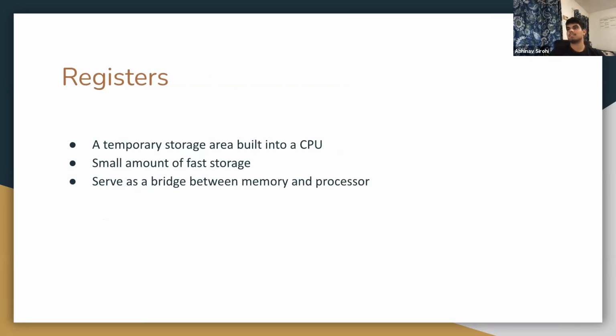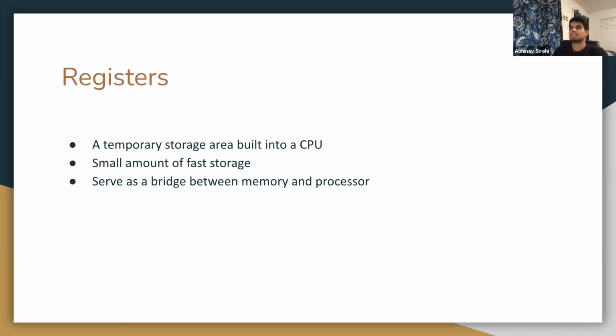Basically the CPU has registers, right? Because the CPU needs to keep track of some data so it could perform the calculations on it. Registers are basically temporary storage areas that are built into a CPU. It's not much storage, it's a small amount, but it's very fast. The CPU is able to access this data very quickly and perform operations on it.